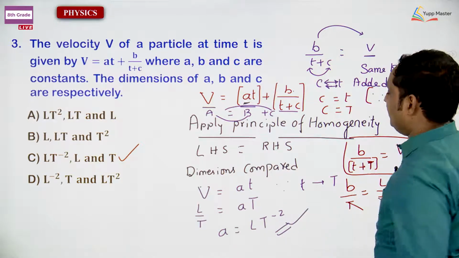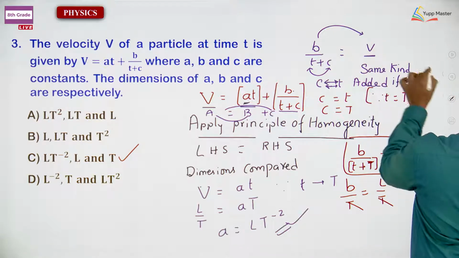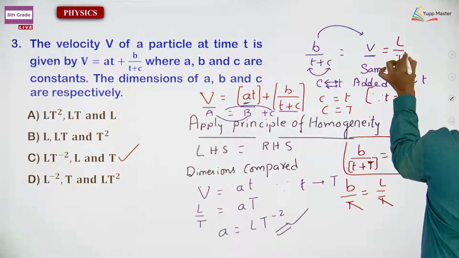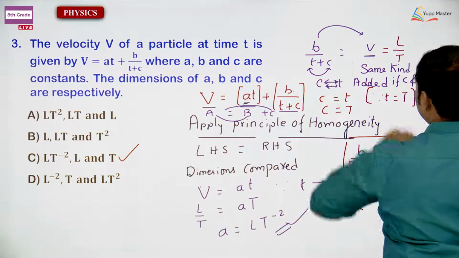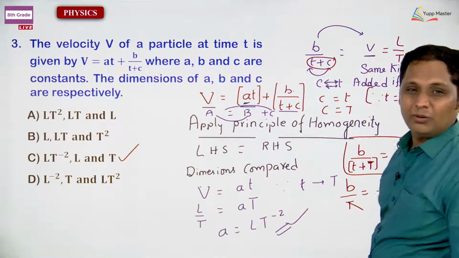First of all, it is very clear. After that, we have taken and compared, and simply you will write that it is equal to L by T. You can take this individual part and solve this problem. It's very clear. Let's go for another one.